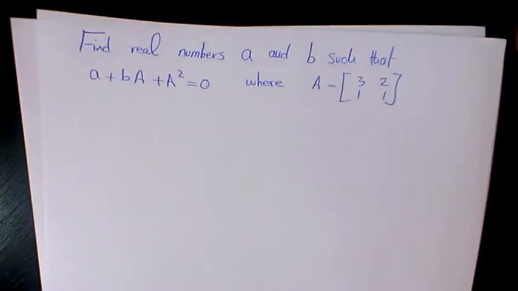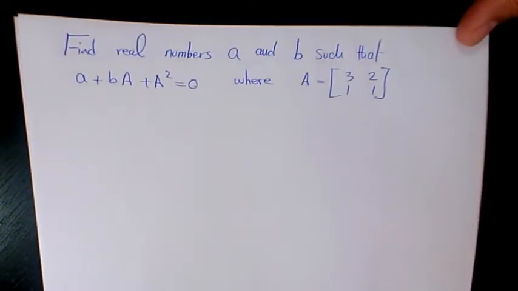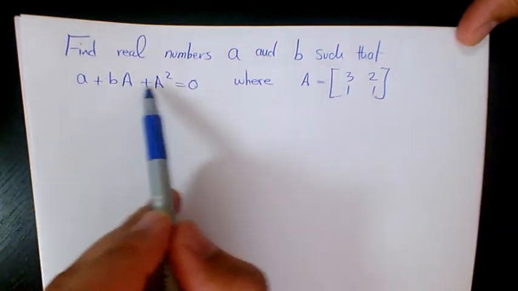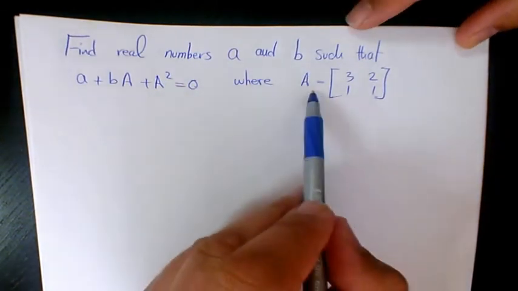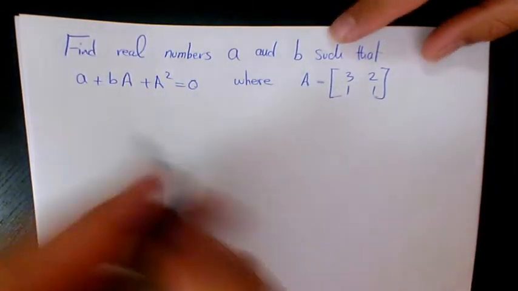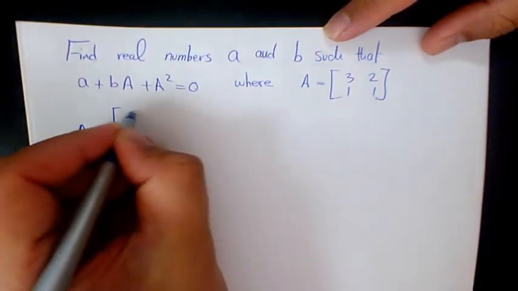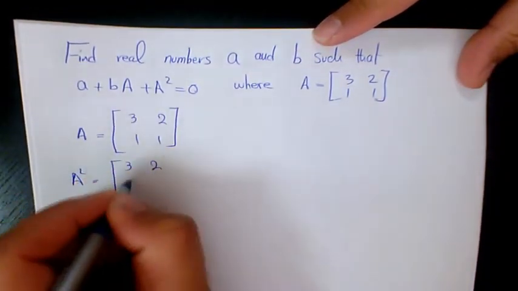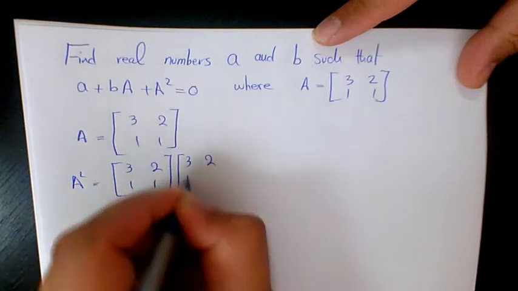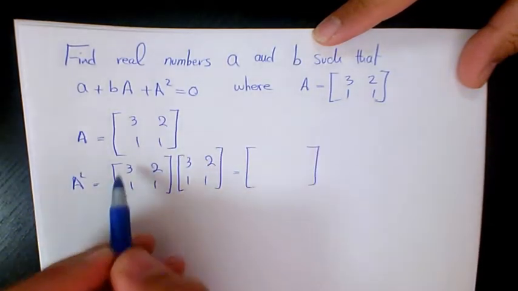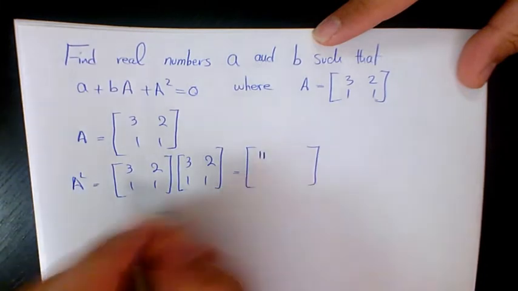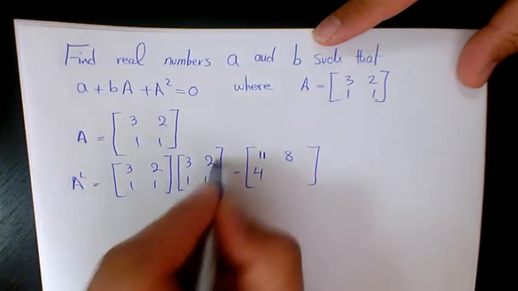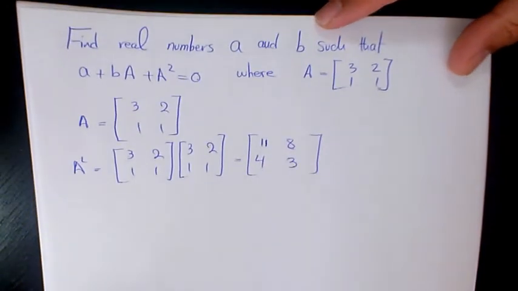It says find real numbers a and b, lowercase a and b, such that aI plus b times capital A, or matrix A, plus A squared equals 0, when A is the 2 by 2 matrix. So A is 3, 2, 1, 1. A squared is going to be 3, 2, 1, 1 times 3, 2, 1, 1. It's going to be 9 plus 2, 11. 6 plus 2, 8. 3 plus 1, 4. 2 plus 1, 3. That's A squared.